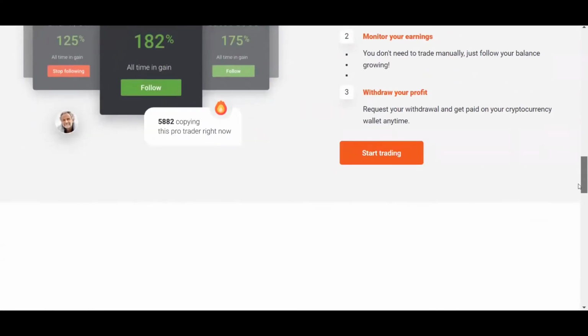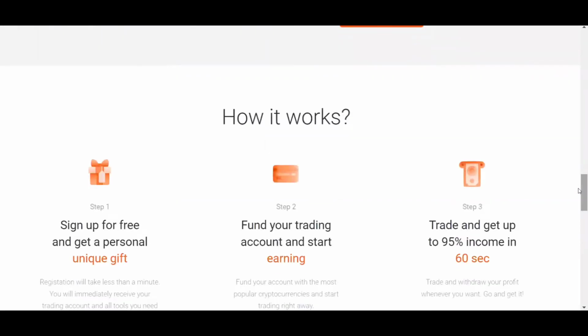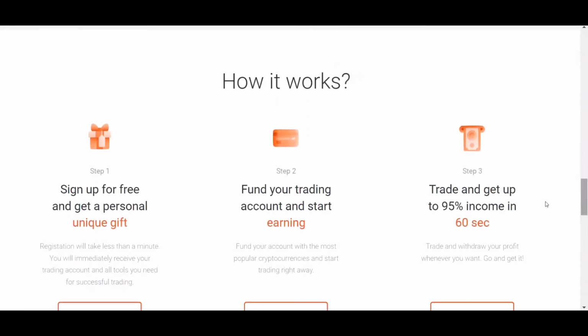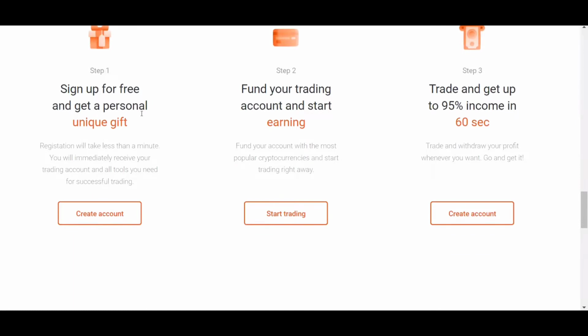So let's go down here a little bit more. So how it works, okay? Says sign up for free and get a personal unique gift. The gift is usually a bonus, and by bonus, it's whatever you want to start your account with. They end up giving you a bonus of, it could be 20%, 50%, like I mentioned.